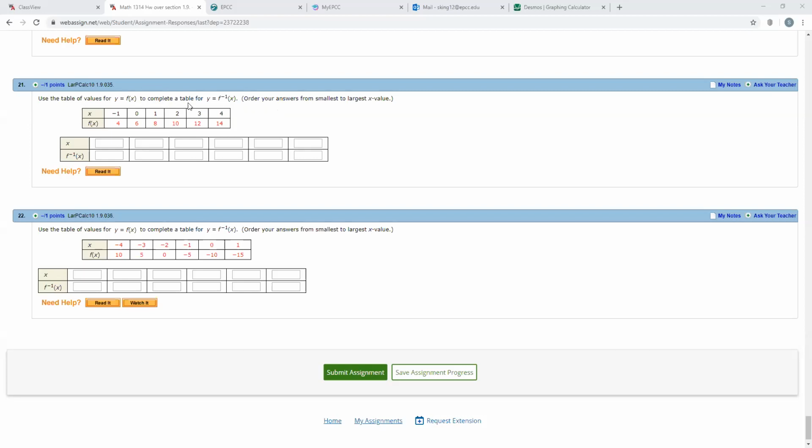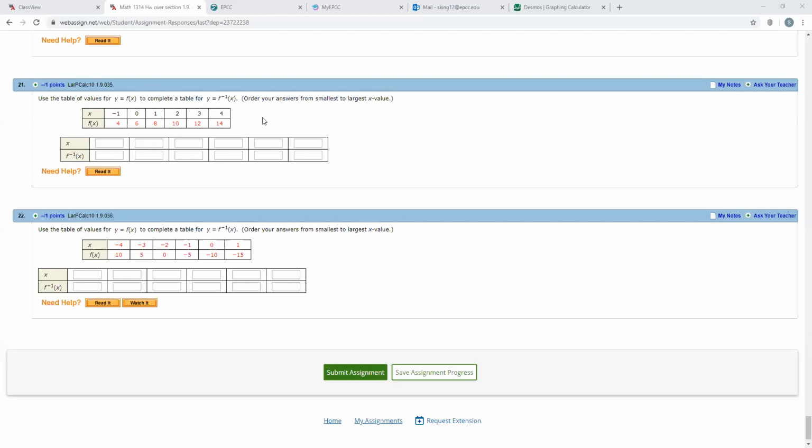And they're asking us, well, if we know these are points on the function f, then what are some points that are on the function f inverse of x? And then they say, order your answers from the smallest x value to the largest x value.